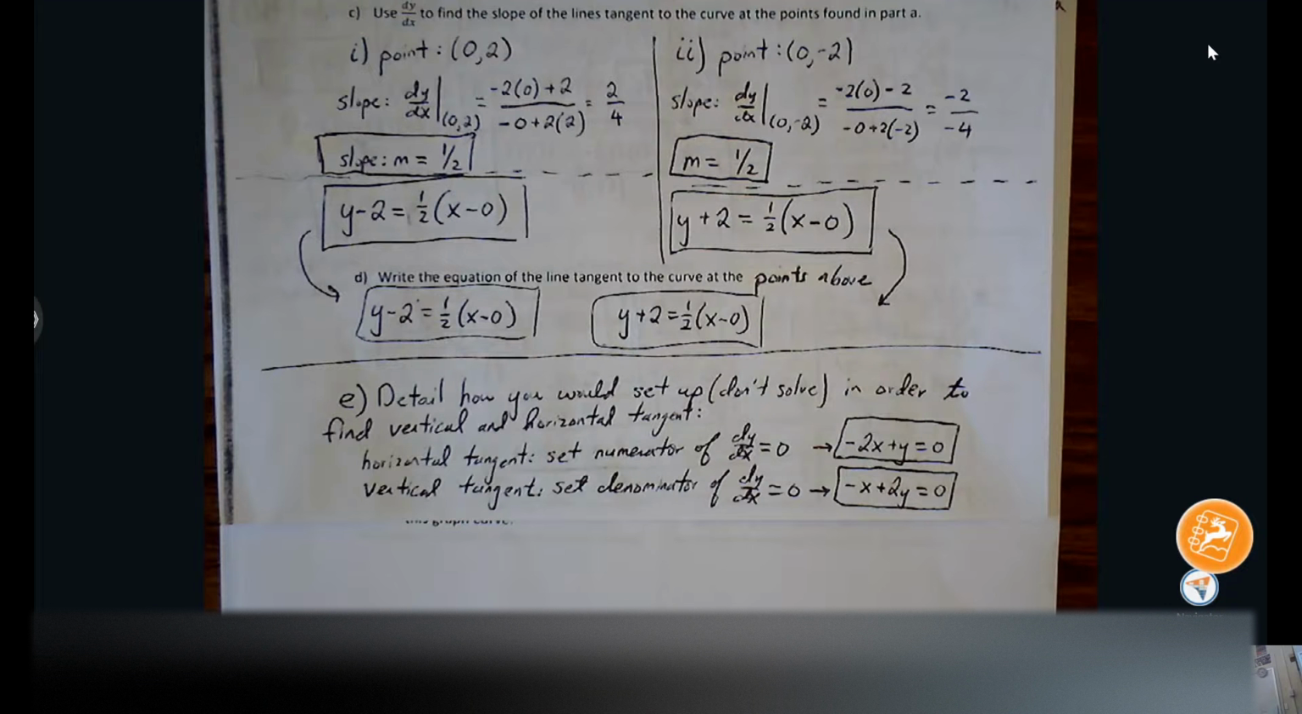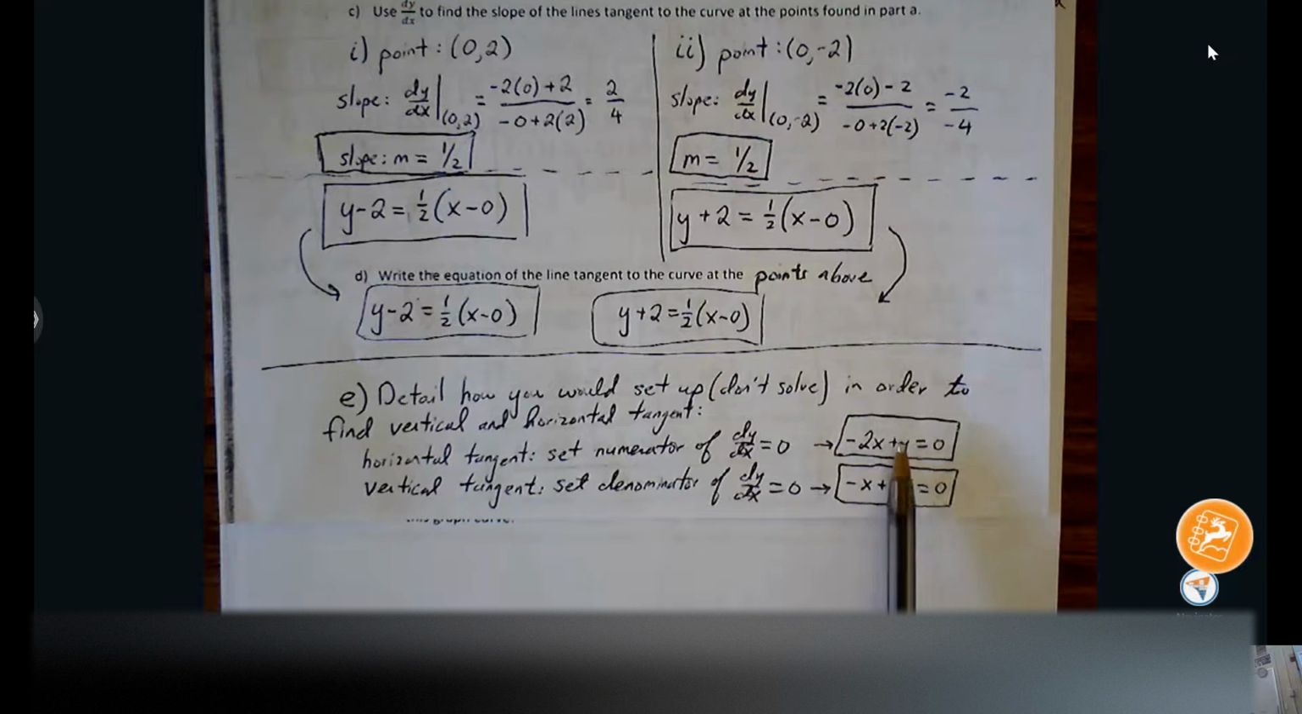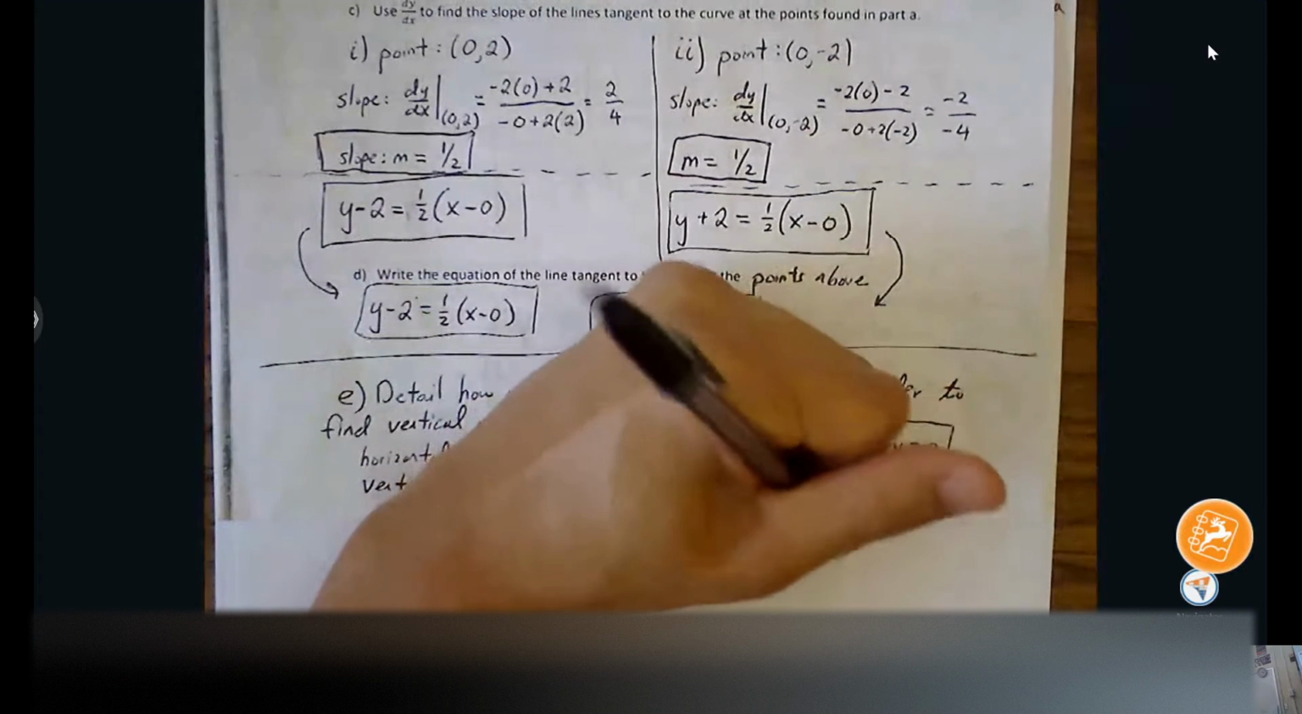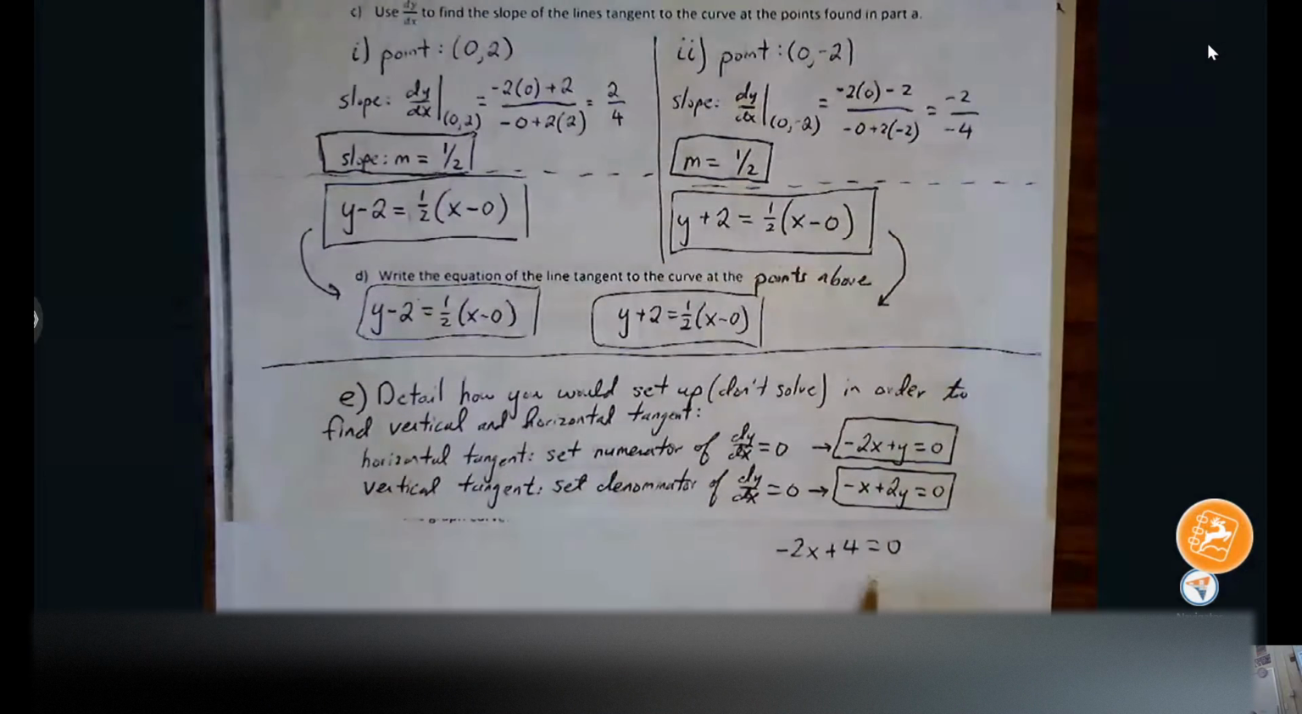So on the test, we won't actually have to solve this. Just set up, unless it is down to one variable. If it's only one variable, let's say it was negative 2x plus 4 is equal to 0, then I would ask you to solve. But if it's two variables, I would just ask you to set up.